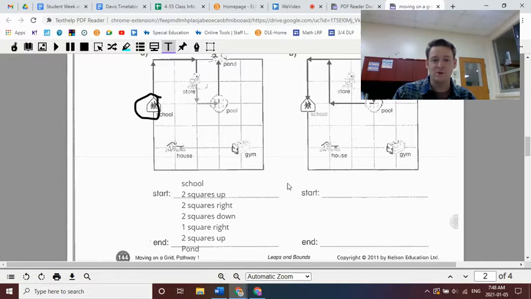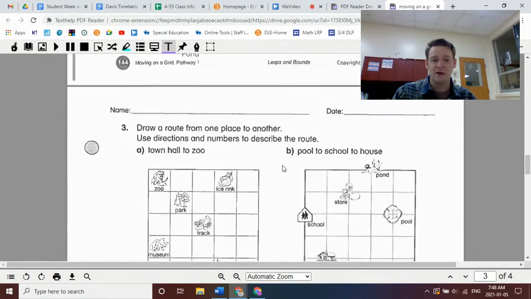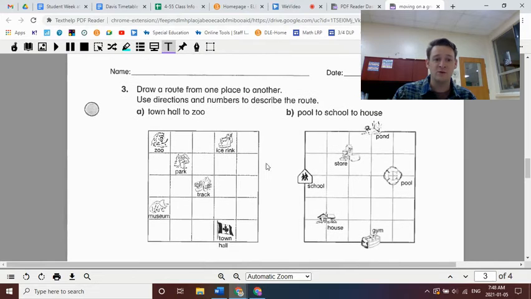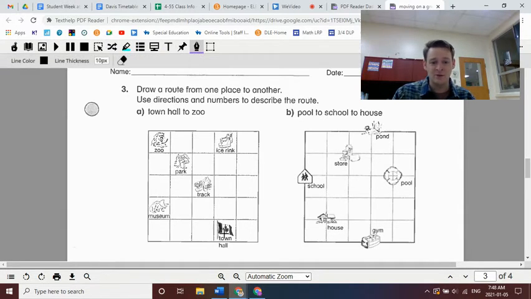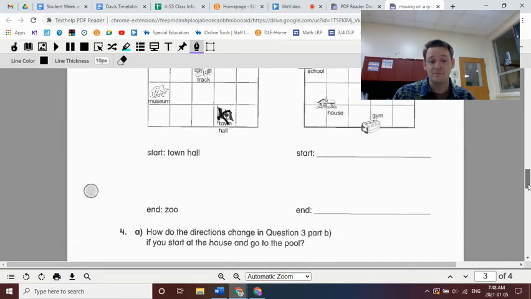Then you're going to do it again for question B. On the next page, it says draw a route from one place to another and then describe your route. If you want to challenge yourself, you could try to draw a route that uses the least amount of steps, but it's completely up to you how you go to the different places. You're going to start at the town hall, which is here, and you need to get to the zoo. Draw your route, and then you're going to describe it underneath.